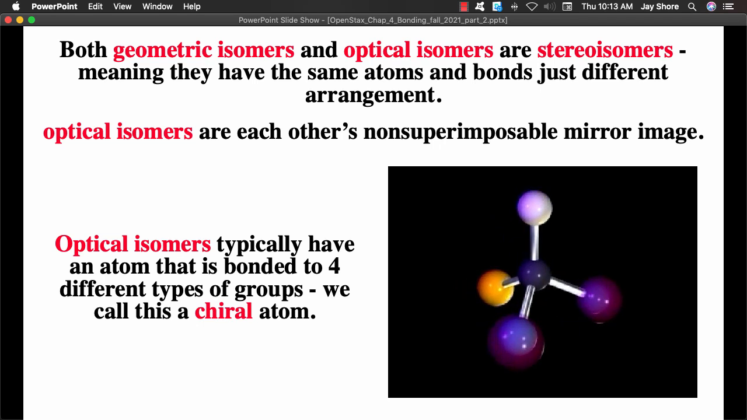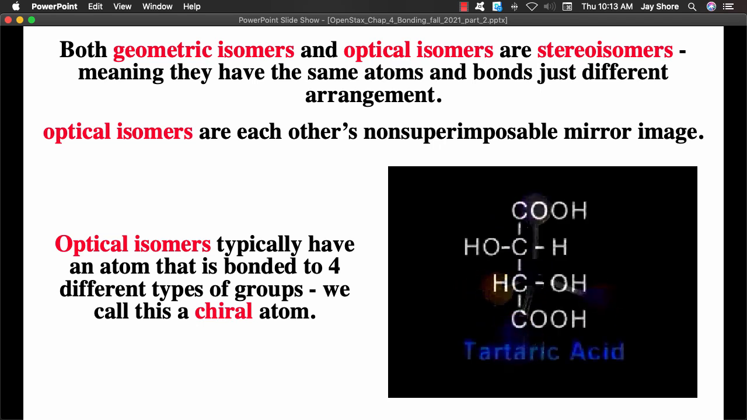Molecules may contain more than one chiral center. For example, tartaric acid, which is found in many fruits and in wines, has 2 chiral centers.